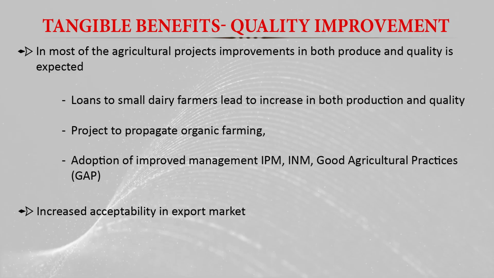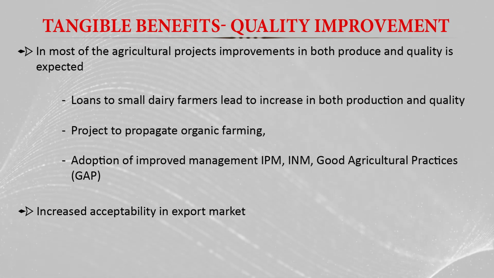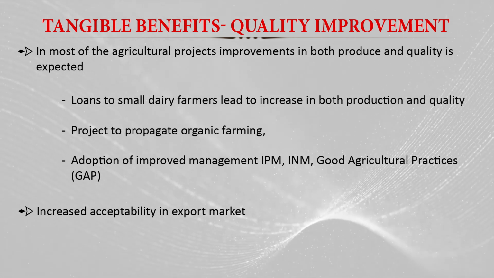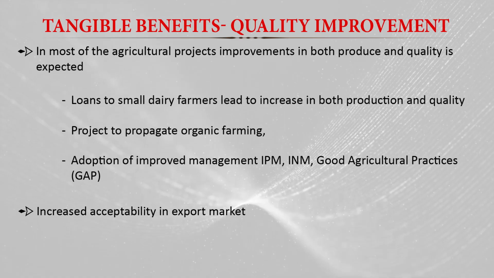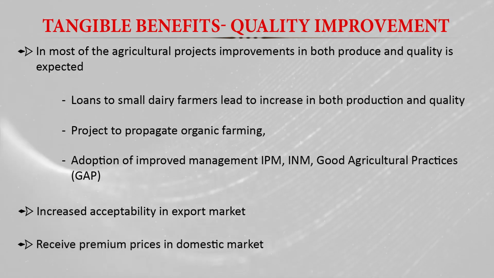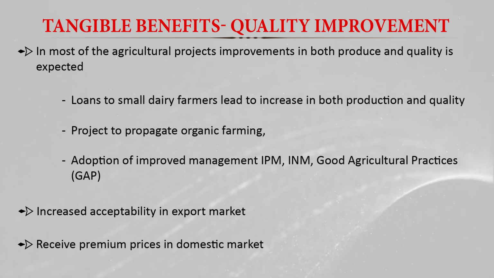Because if we improve the quality, our produce is accepted by the international market, the export market, and even in the domestic market we receive premium prices if we have good quality produce, like organic produce or good agriculture practice produce.